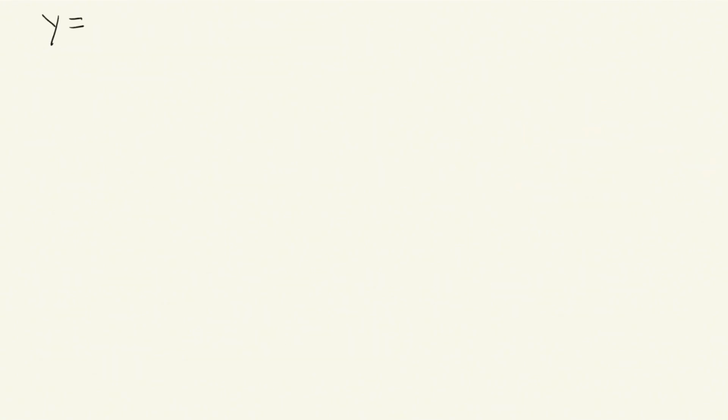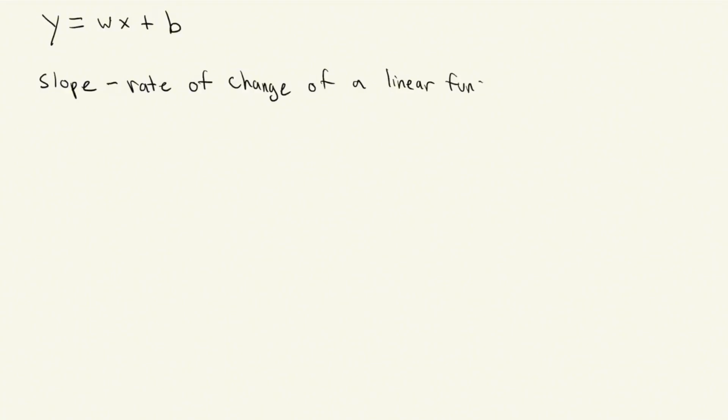So we have this linear equation in slope-intercept form, y equals wx plus b. And what the slope is going to be in this is just simply the rate of change of a linear function. And b is going to be the value of the function at 0. When you input 0 into the function, the value that you get out of the function is b.